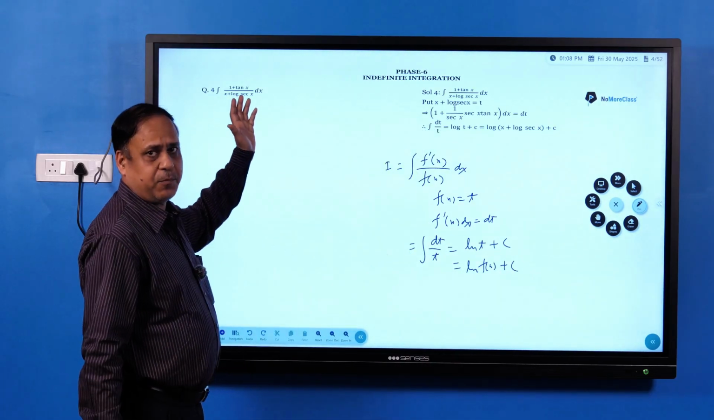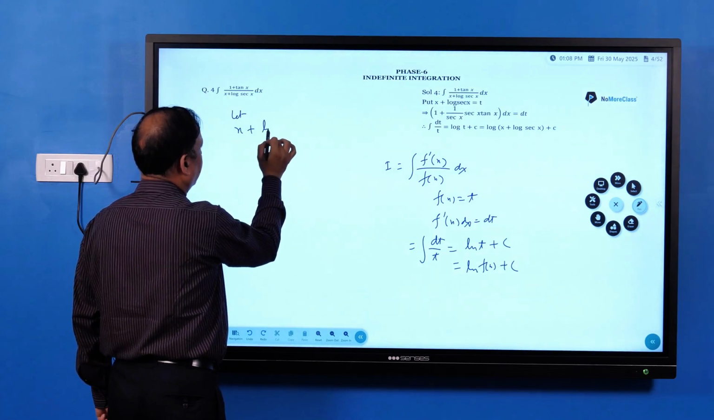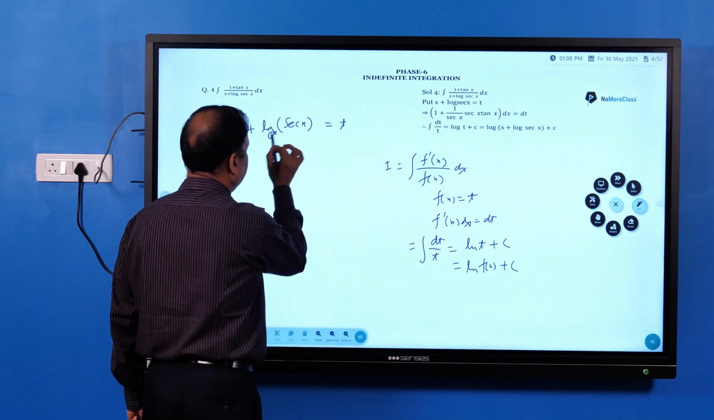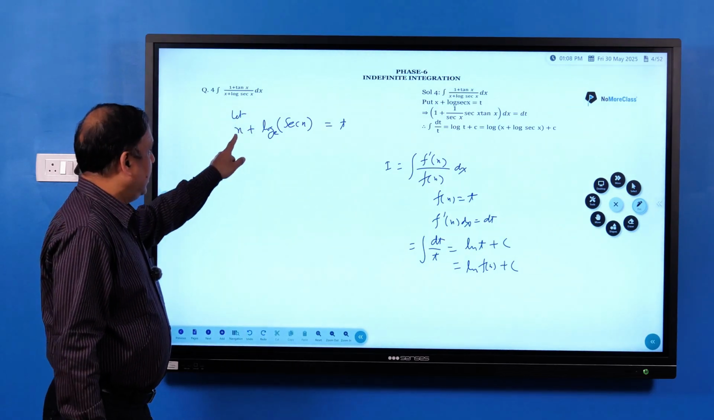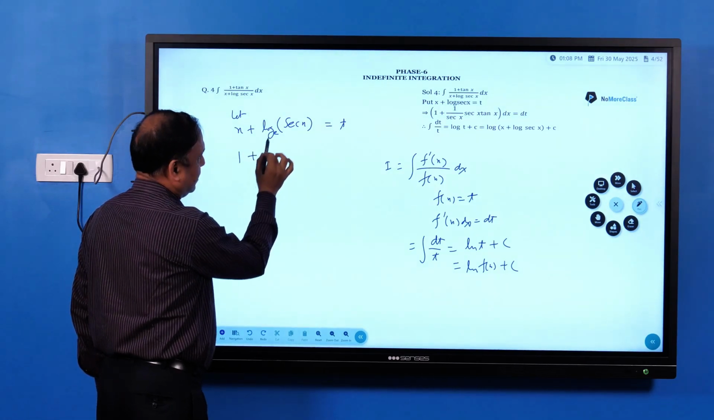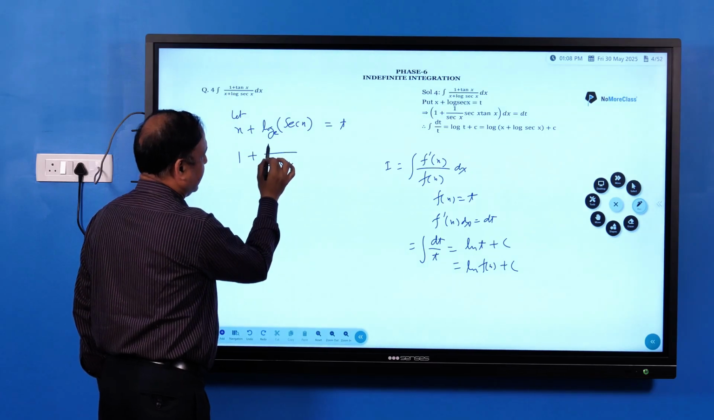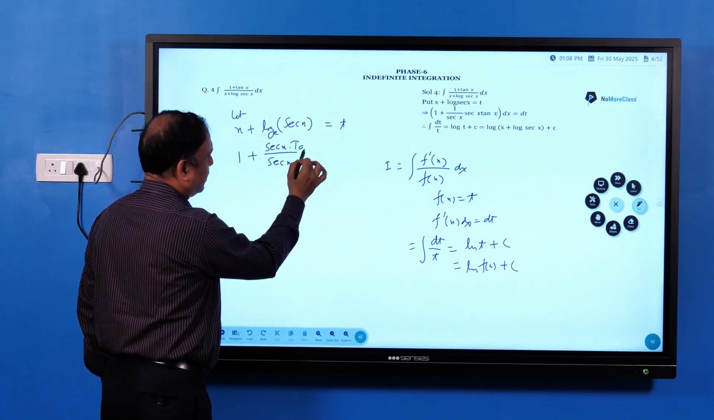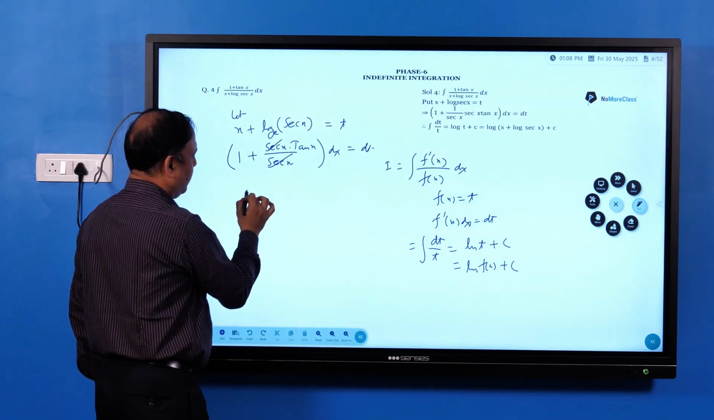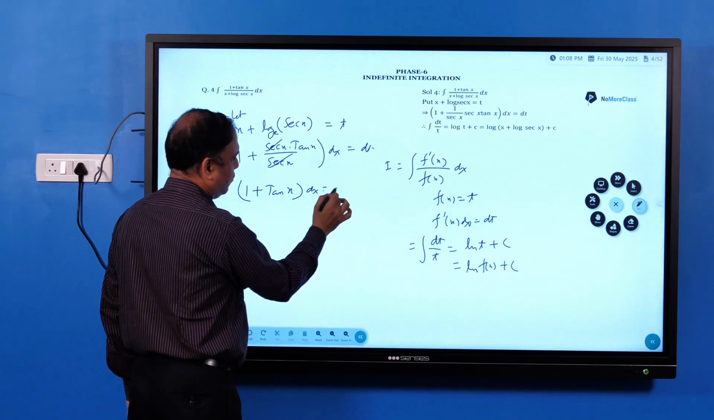So now the same is the approach here. I will consider this denominator. Let x plus log of sec x is equal to t. Remember, the base is still e only. Differentiating with respect to x: derivative of x is 1, plus derivative of log is how much? 1 upon sec x, so sec x into derivative of sec x, which is sec x into tan x, into dx is equal to dt. So this will cancel. So from here we will get 1 plus tan x dx is equal to dt.